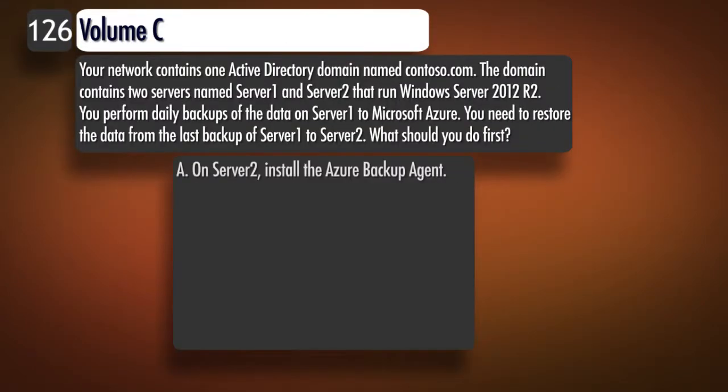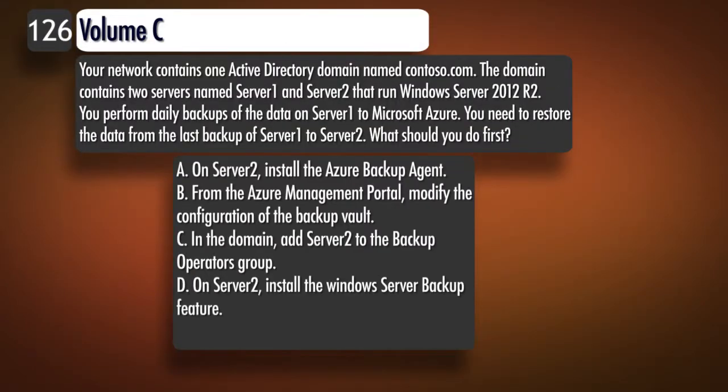Question 126, Topic 3. Your network contains 1 Active Directory domain named contiso.com. The domain contains 2 servers named Server1 and Server2 that run Windows Server 2012 R2. You perform daily backups of the data on Server1 to Microsoft Azure. You need to restore the data from the last backup of Server1 to Server2. What should you do first?